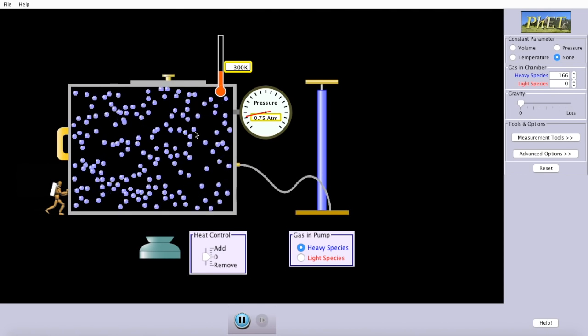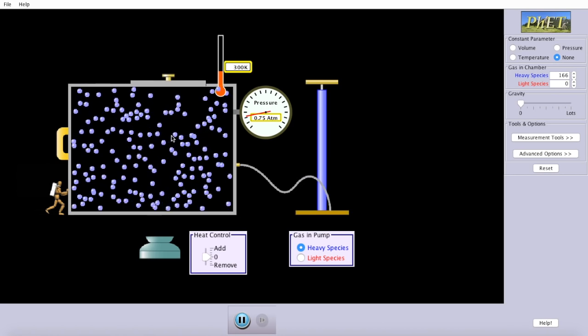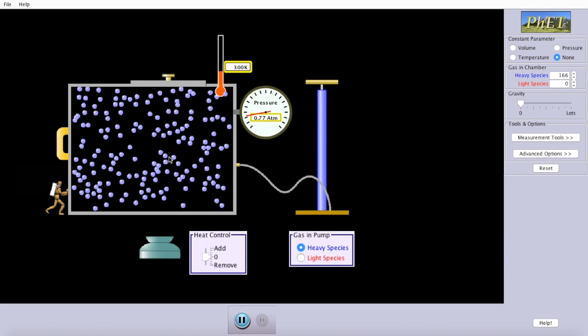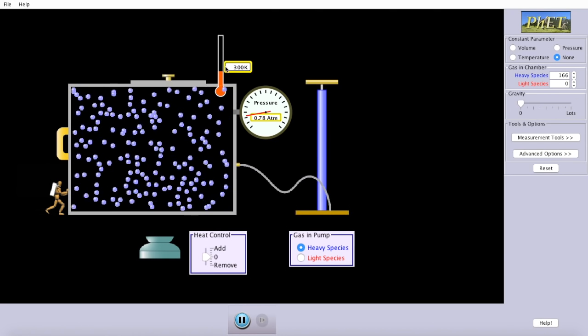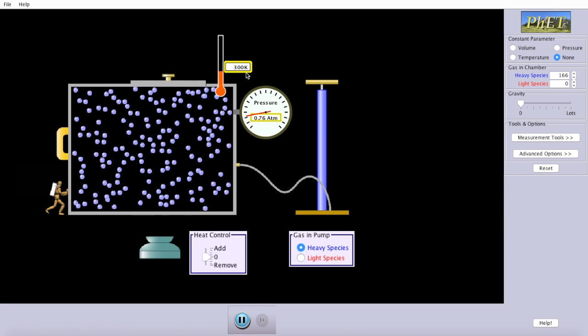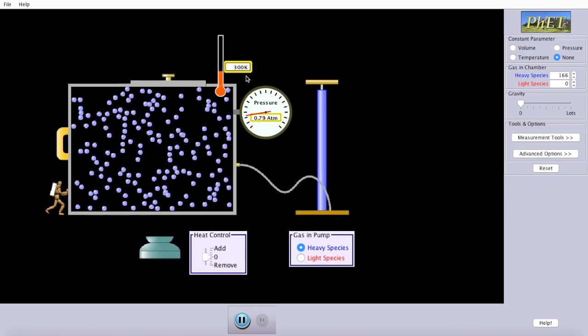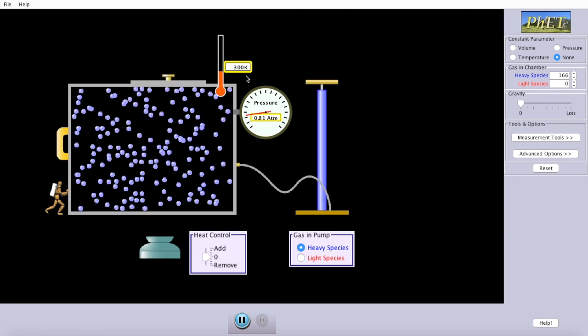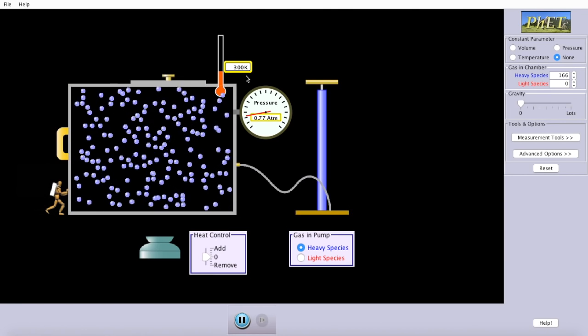The particles are moving at a particular speed. They're not all the same speed, but on average, their speed is what causes the temperature to be 300 Kelvin. Now, what can we do to change the pressure of the gas?